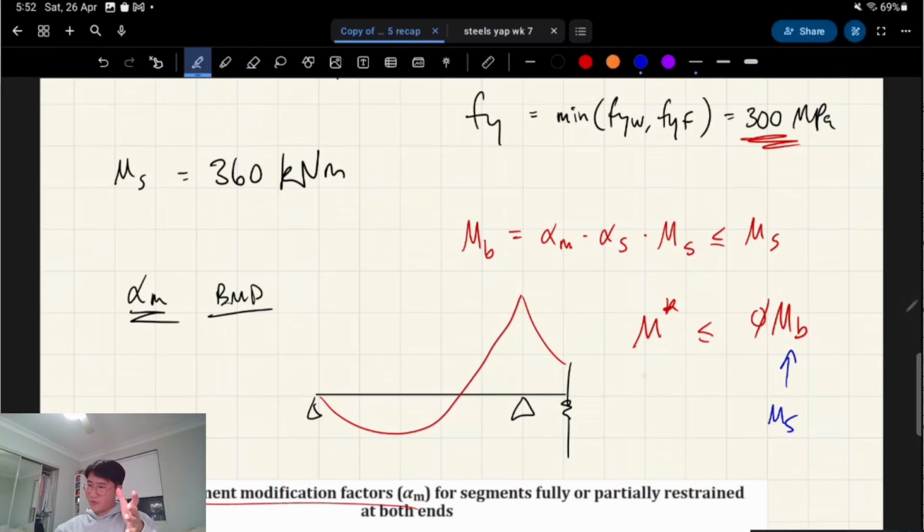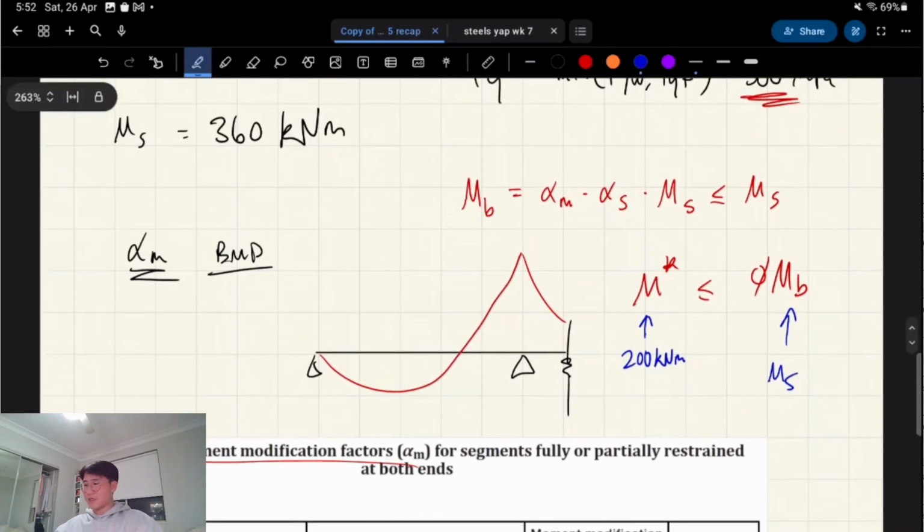Say, for example, your M star, your external moment, was 200 kilonewton meters, right? There's 200 kilonewton meters applied to your beam, let's say. So if phi MB is 300, then we're safe, right? If it's 200, it's on the dot, but yeah, it's safe, right? If it's 199, it's unsafe and it breaks, right?